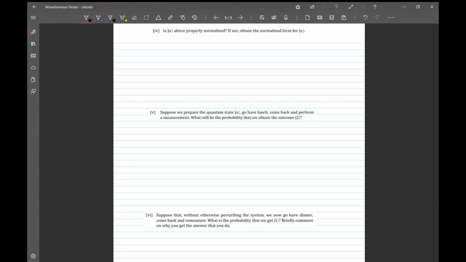Okay, so now let's move on to part 4. Is alpha properly normalized? And if not, obtain the normalized form for alpha. So what does it mean for a vector to be normalized? Well, we say a vector is normalized if its norm or size is 1. Okay, so alpha was the vector given by I, 1, minus 2, 2, minus I, 3.